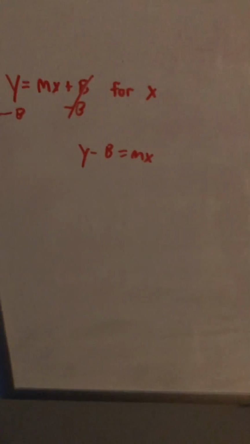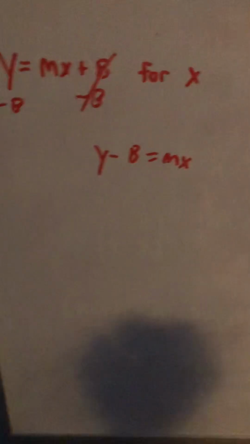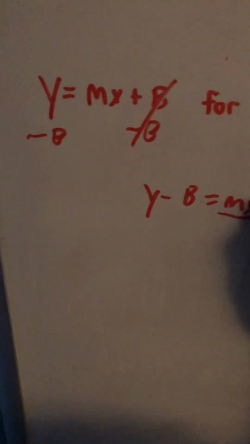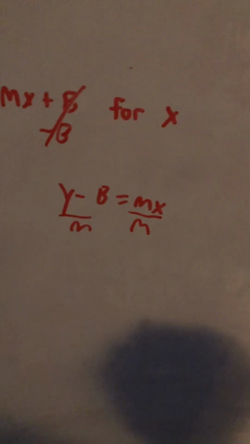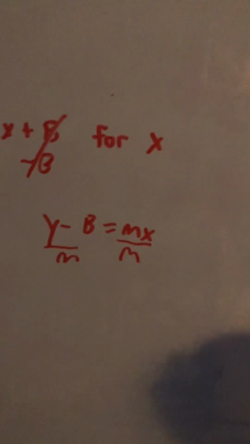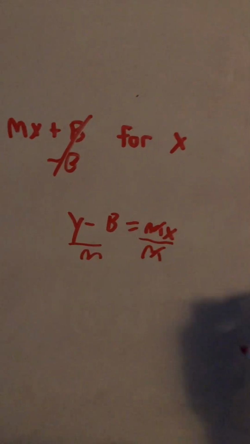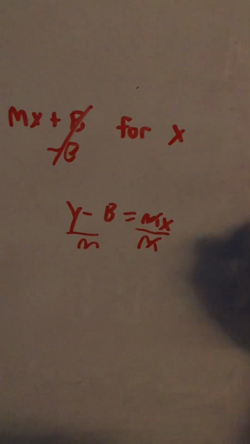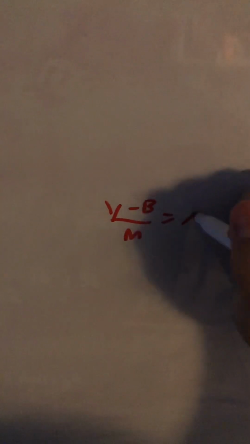Alright, notice this. Now this is just a simple division problem. To solve for x, I'm going to divide each side by m, because remember, division undoes multiplication, and likewise, multiplication undoes division. I'm going to mark out the m's on that one side, and we'll get y minus b over m is equal to x.